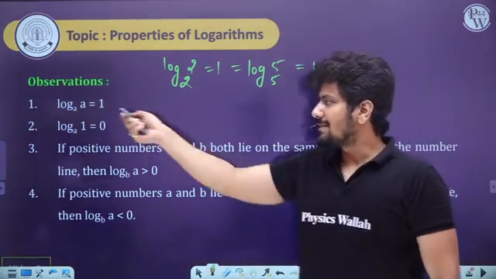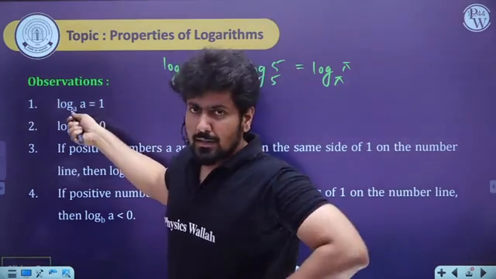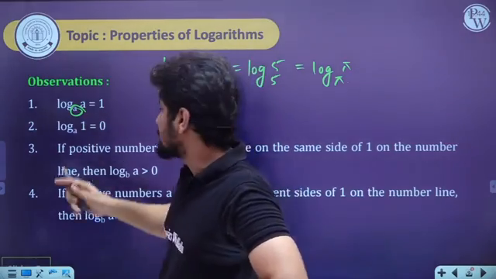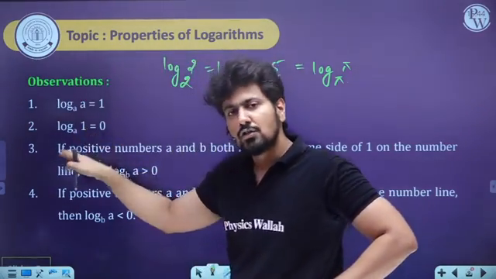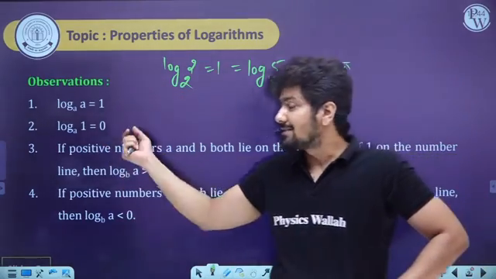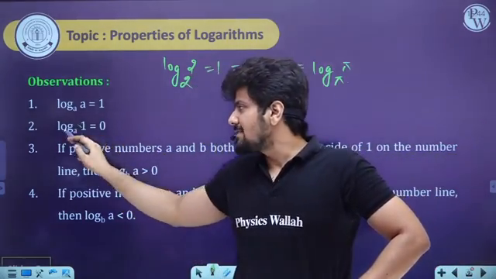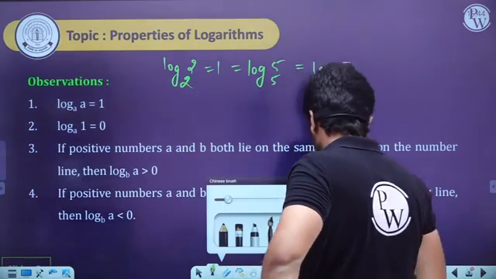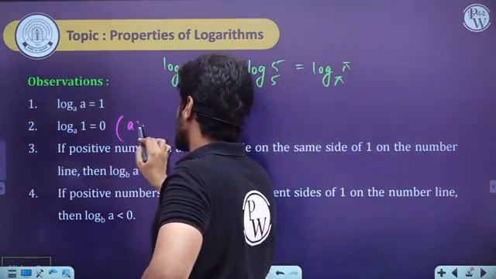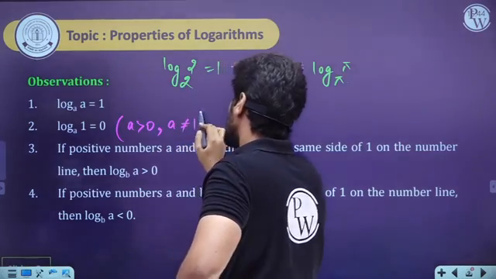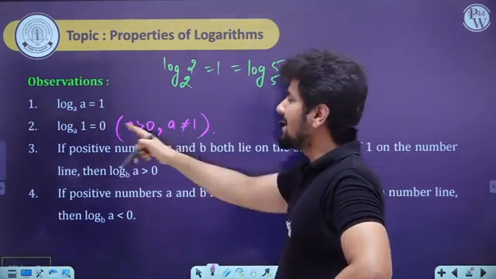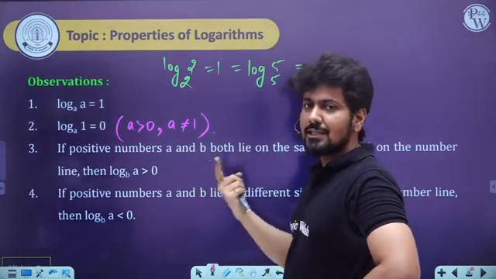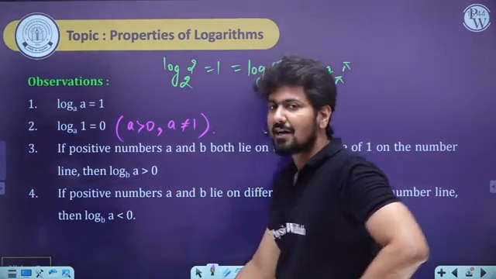Okay, so log of a to the base a is 1, where a should be greater than 0. A should be positive and a should not be equal to 1 because a is in the base. Log of 1 to any base a is equal to 0, where again, because a is in the base, a should be greater than 0, a should not be equal to 1. These are the conditions associated with it. Logs come with the condition that a should be greater than 0, a should not be equal to 1. Why should it not be equal to 1? Because it is in the base. Any number inside the log has to be positive, but the base has one more condition, that base can't be equal to 1.